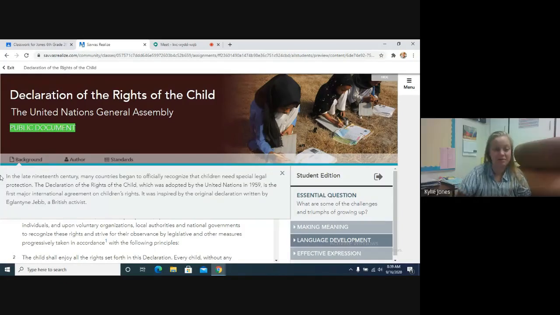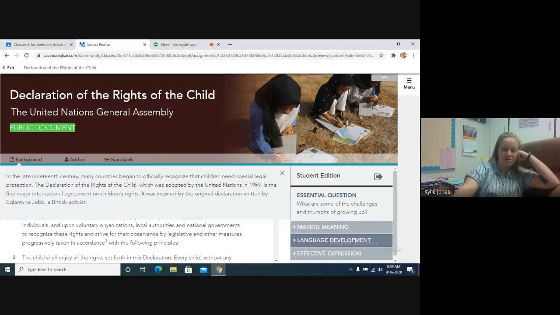So the background information says, in the late 19th century, many countries began to officially recognize that children needed special legal protection. The Declaration of the Rights of the Child, which was adopted by the United Nations in 1959, is the first major international agreement on children's rights. It was inspired by the original declaration written by Eglantyne Jebb, a British activist.